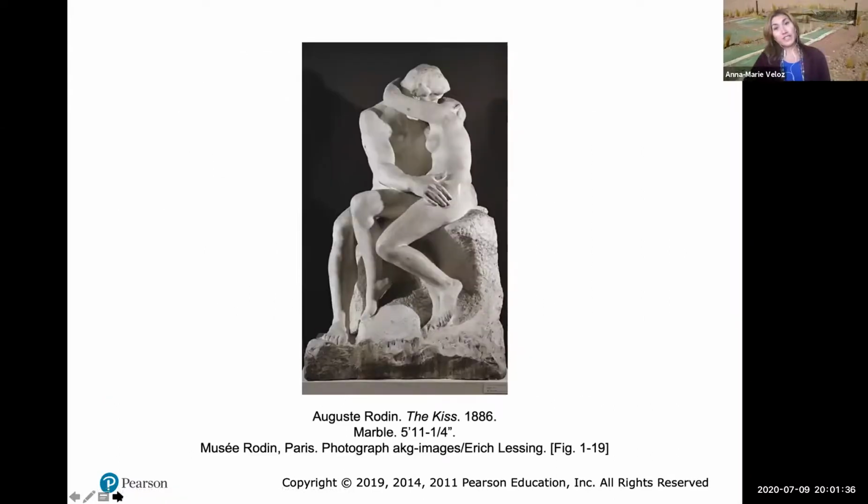We are going to look at two pieces. They are both called The Kiss. This one is by Auguste Rodin, and this is back in the 1800s. So 1886 is when this was created.